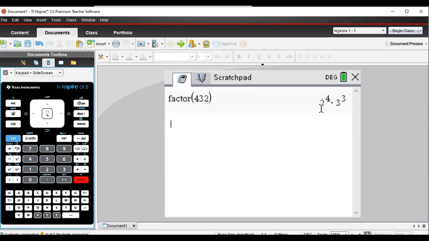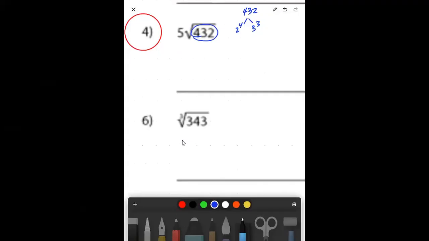And it tells me that this factors to 2 to the fourth, 3 to the third. So that's what I'm going to write. I'm going to write 432 is the same thing as 2 to the fourth and 3 to the third. Now, let me go back to my iPad to finish this up. All right, so what we have here is I am going to factor these. So this is going to be 2 to the fourth, 3 to the third, and let me put the square root outside and the 5.